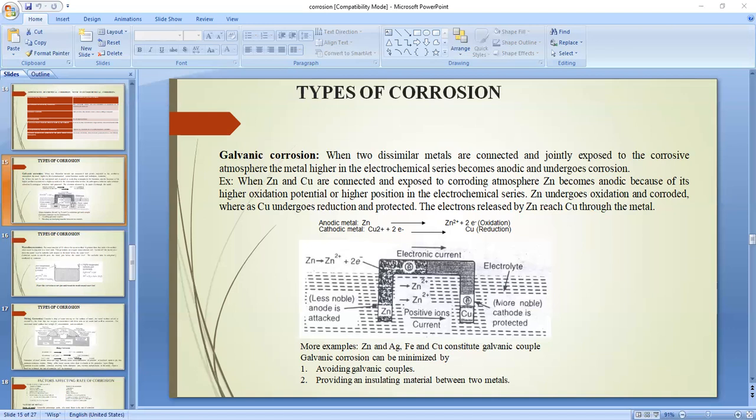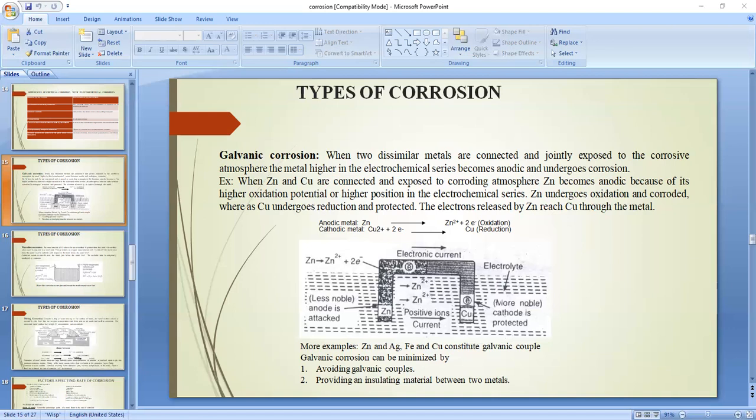So the liberated electrons at the anode tend to move towards the cathode. Okay, so at the cathode, the copper is present. So the Cu2+ ions tend to react with the electrons, forming Cu. So in this way, as zinc metal is undergoing oxidation, the corrosion takes place upon the zinc metal, leaving the copper metal unaffected. So that is one of the examples for galvanic corrosion.